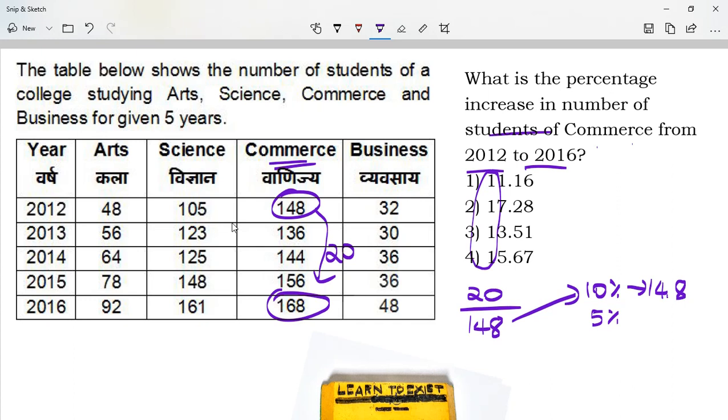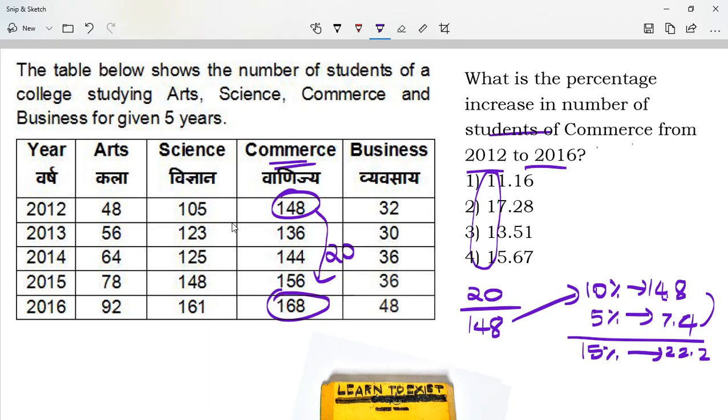So if I am finding the 5% value, 10% is 14.8, 5% will be 7.4, half of it, and 15% would be equal to what? The sum of these two. So 22.2, I think. Okay, have I made a mistake? No, right? Okay, 15% would be 22.2.